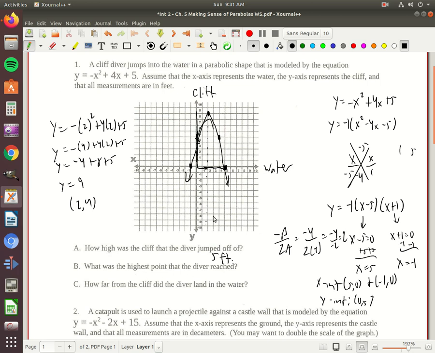What's the highest point the diver reached? Well, he got as high as 9 feet, right? That was the vertex. He got 9 feet in the air. And how far from the cliff did the diver land in the water? Well, he landed over here at 5, 0, so he landed 5 feet away. So I hope that makes sense, that the diver made that arc and landed in the water right here. Again, you can use this to represent a parabola.